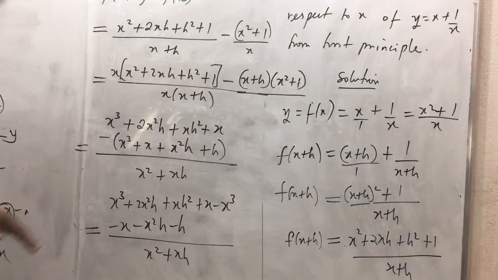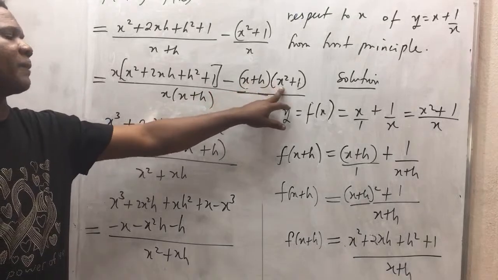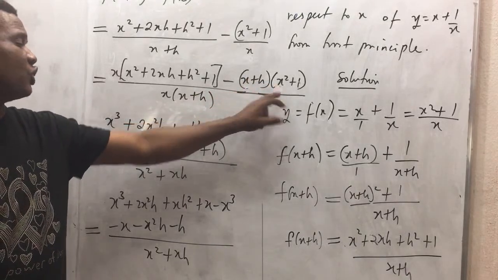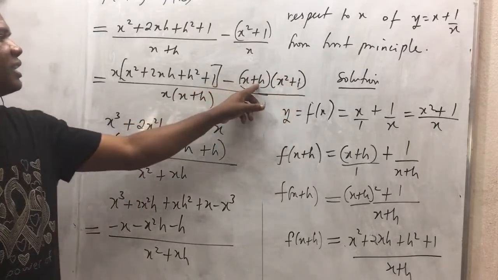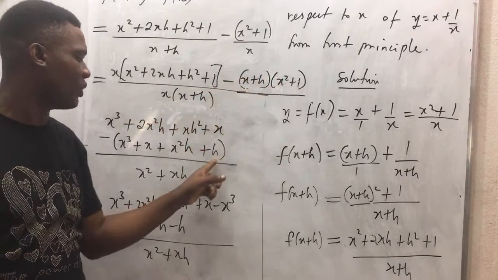So the expansion of this meant using x to multiply this bracket. X times x squared gave us x cubed. X times 1 gave us x, which is this. h times x squared gave us x squared h, and h times 1 gave us this.